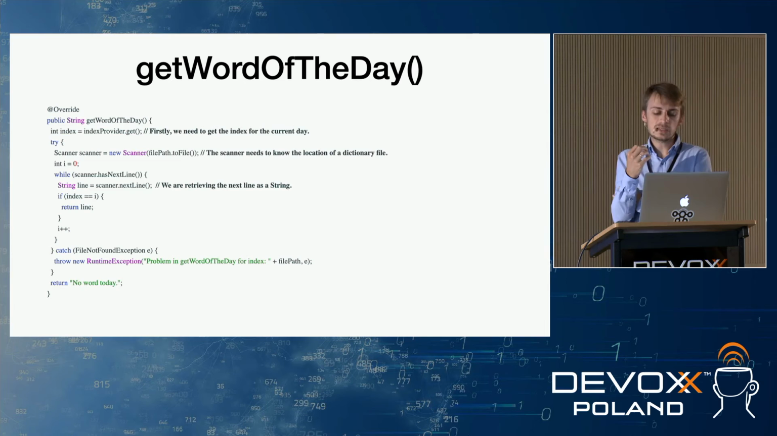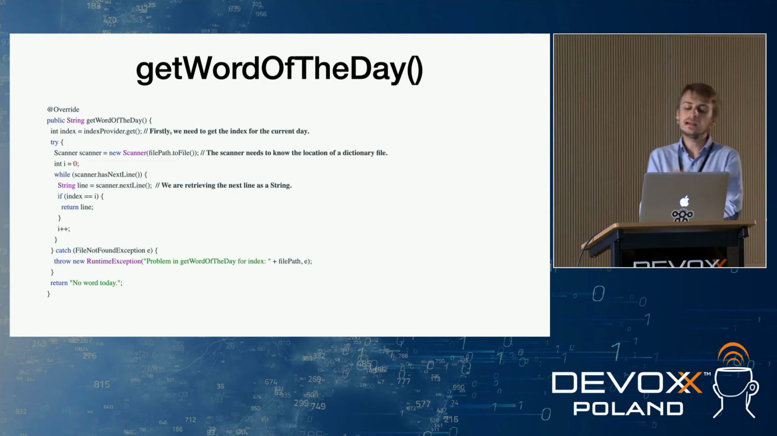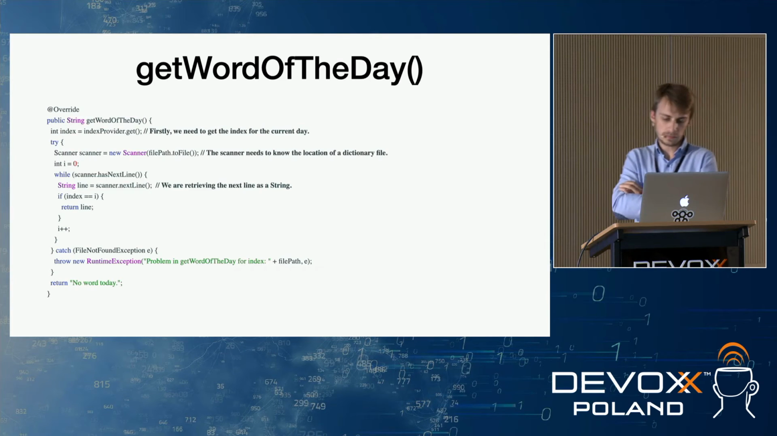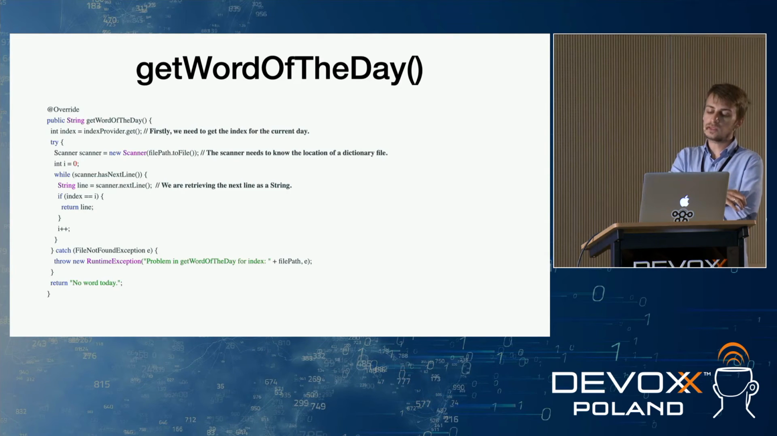The logic is quite simple. It iterates over the file as long as the line number index, denoting the day's expected word, is not found. As long as there are more lines, we are executing our logic. Finally, if the current processing index equals the index for the expected word, we can return the word and finish the processing. Please note that at the end of processing, we are handling one edge case. If the index of the word of the day is too high, no word for today is returned.